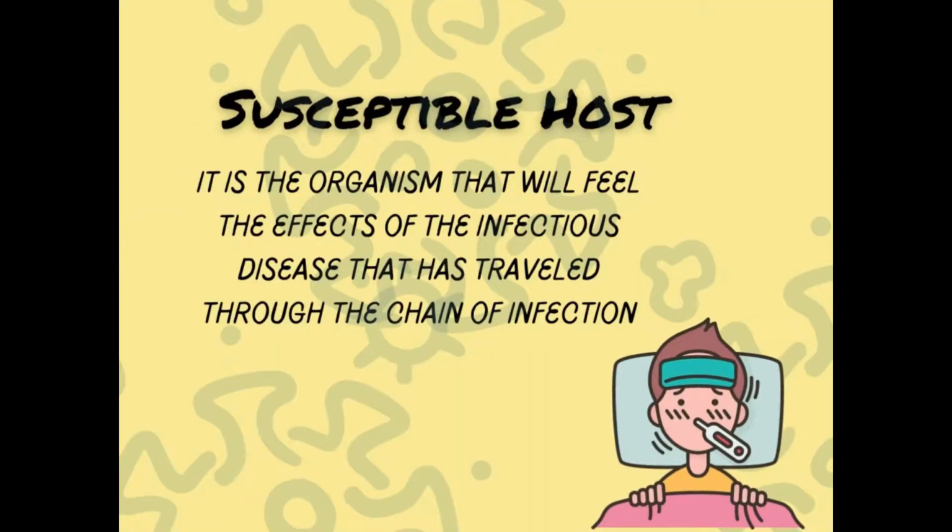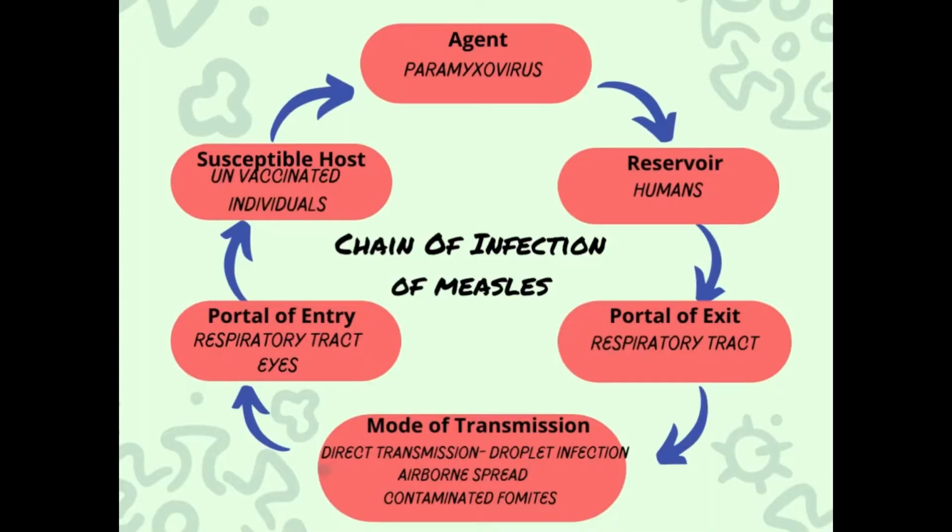So what is a susceptible host? This is basically the organism that will be infected by the infectious agent. And in order for the cycle to be completed, all of these steps have to be met, or otherwise the infectious agent cannot be spread. And let's take a deeper look at it by looking at the example of measles.